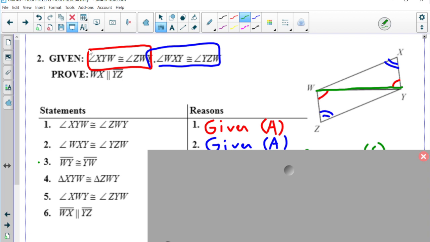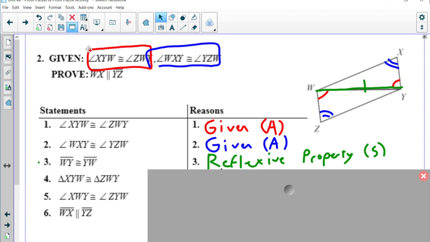So what property was that when it was that common side? Reflexive property. Exactly. So that is reflexive property. That common side. Quite a few of you got that far. Then we've got the triangles congruent. How many pairs of sides have we marked? Just one, right? That last step of reflexive property. How many pairs of angles? 2.